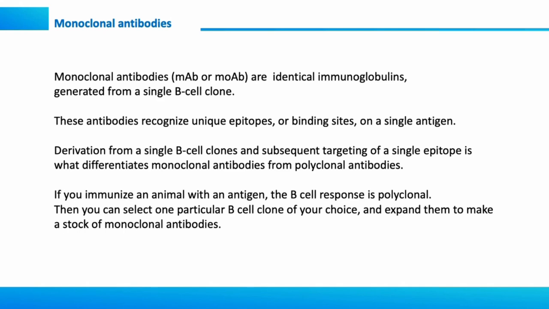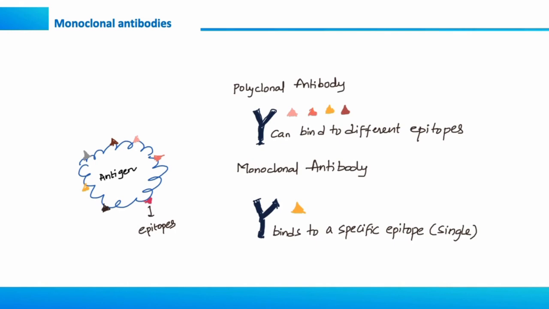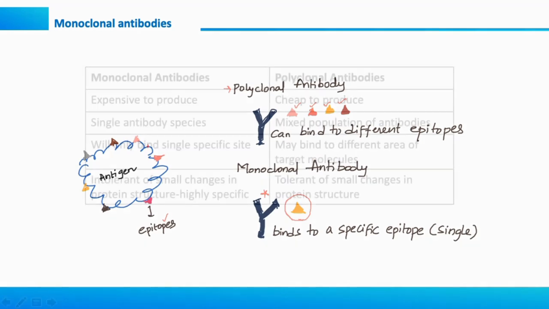Then you select one particular B cell clone of your choice and expand them to make a stock of monoclonal antibodies. See this image? There is a blue color antigen on which there are various colored epitopes seen. So these are the epitopes, this is the antigen, and you see polyclonal antibody, which is a general response, it can bind to various epitopes. Whereas you see monoclonal antibody, it binds to a specific or single epitope. If you can understand this image, then your concept is clear.